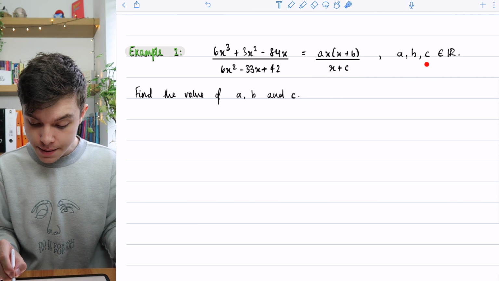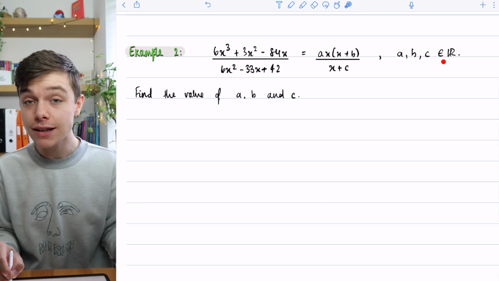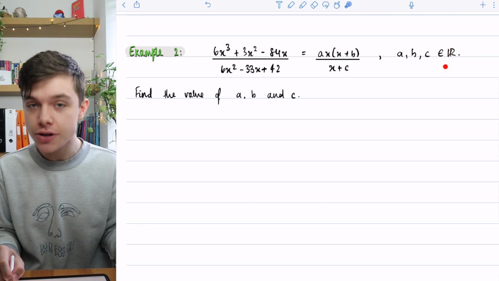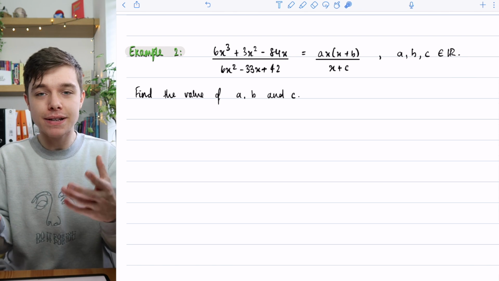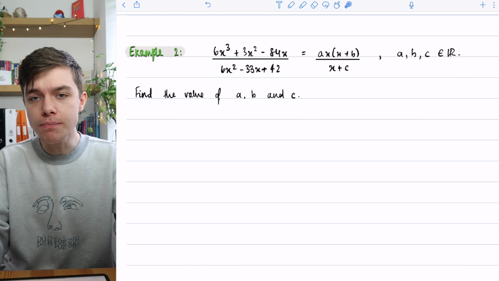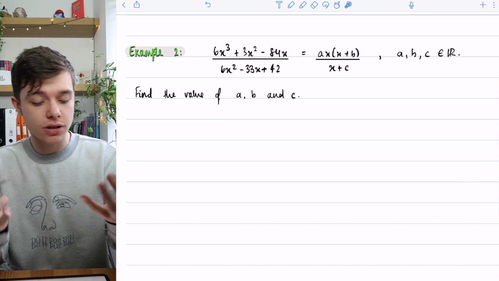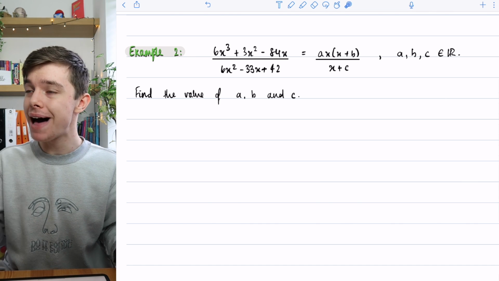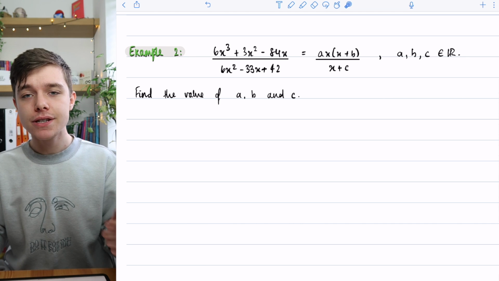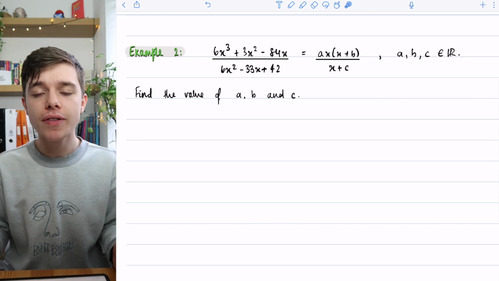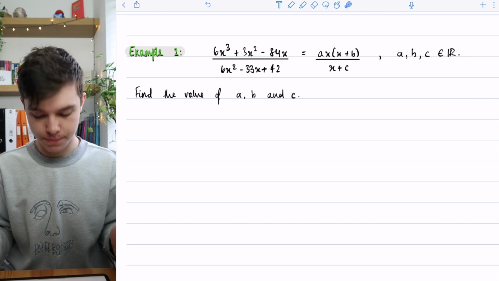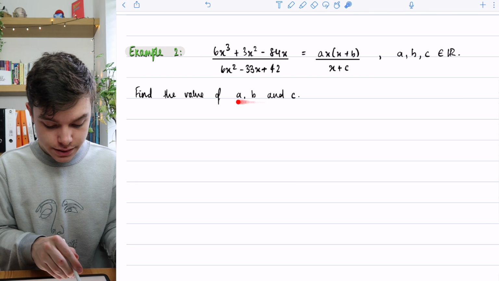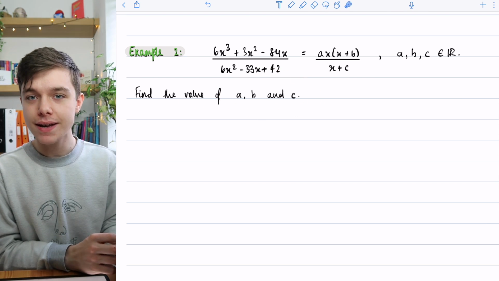A, B and C, this just means they are an element of the real numbers. That just means A, B and C are real numbers. Real numbers are the numbers that you can count, you know, 1, 2, 3, any number that is real. So pi's a real number, any integer, any fraction, any decimal, they are all real numbers, okay? What we're being asked to do is find the value of A, B and C.